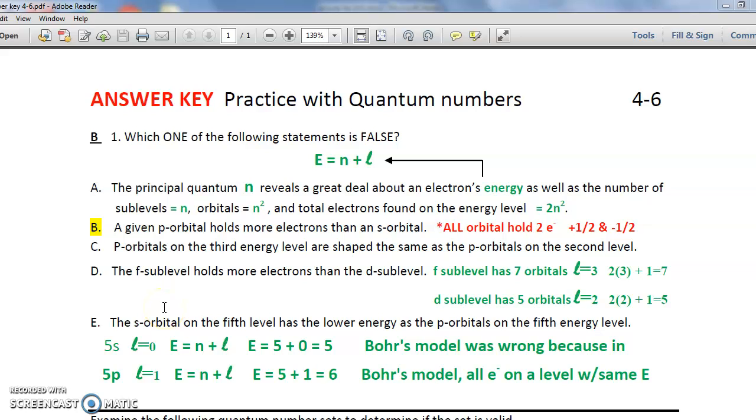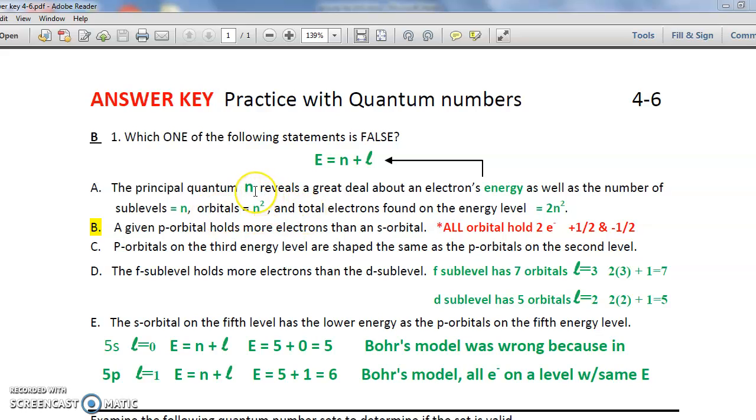All right, let's get some help on 4-6, the practice problems with quantum numbers. In our first question, we're asked which of the following statements is false. First statement, the principal quantum number reveals a great deal about the electron's energy, as well as revealing the number of sublevels, orbitals, and total electrons found.